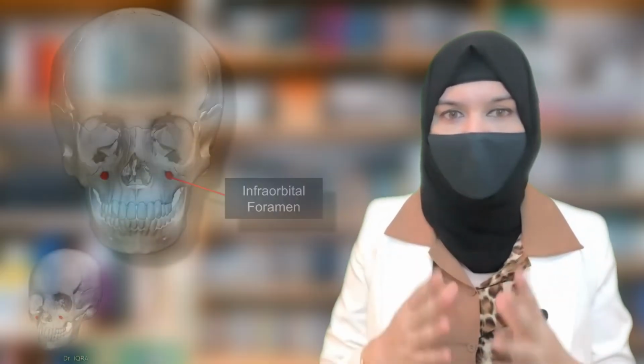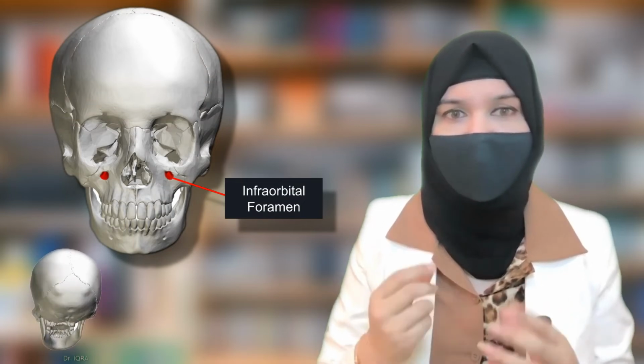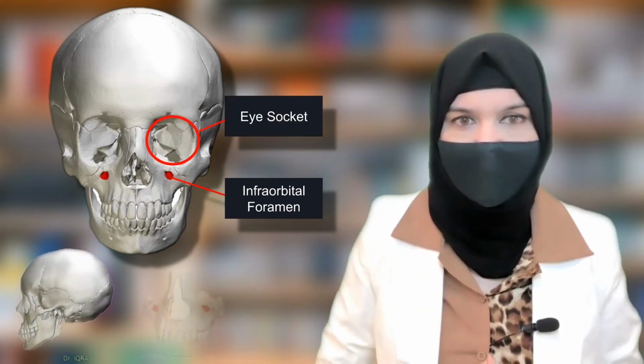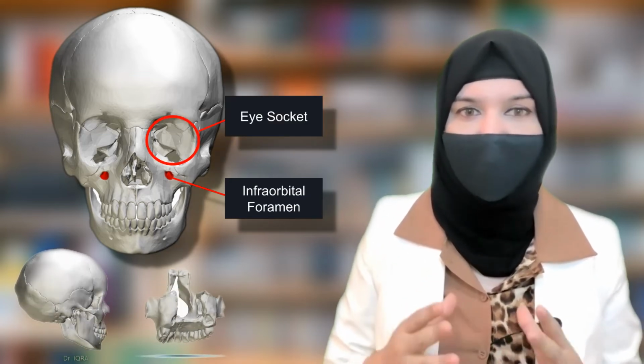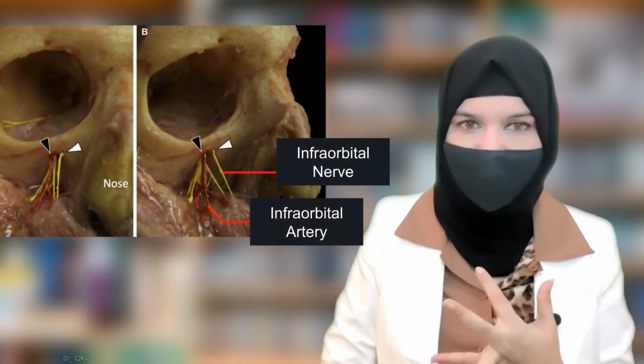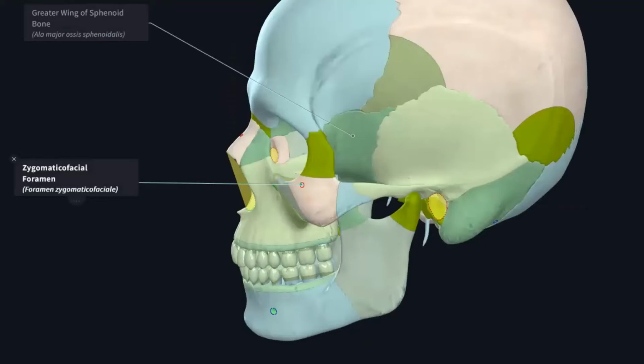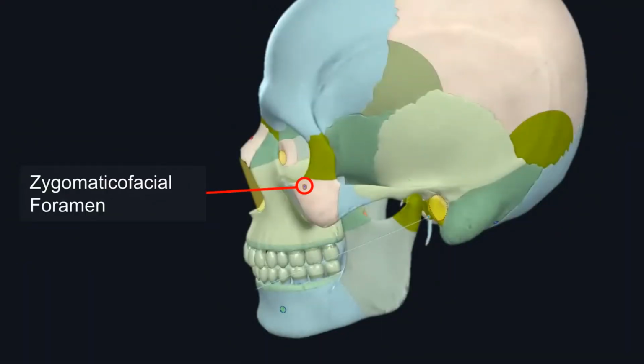Right next to the temporal process of the zygomatic bone, we have the infraorbital foramen. The infraorbital foramen is a small opening that lies at the floor of the eye socket anterior to the maxilla. It consists of the infraorbital canal that allows the passageway of the infraorbital nerve, infraorbital artery, and the infraorbital vein. Beside the infraorbital foramen, we have another foramen known as the zygomaticofacial foramen. This is a small, thin, round opening at the lateral aspect of the zygomatic bone. It allows the passageway of the zygomatic artery and zygomatic nerve.